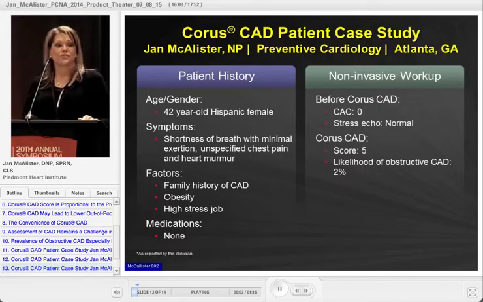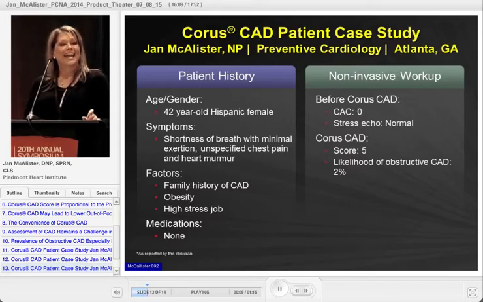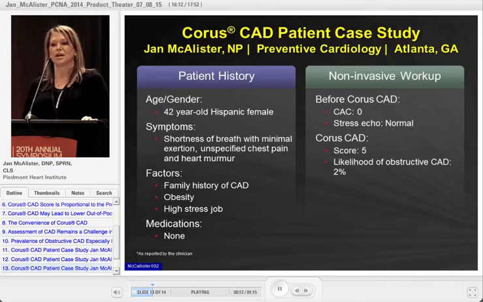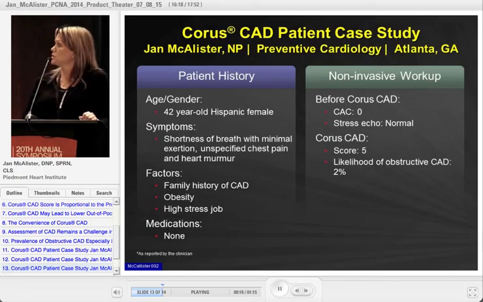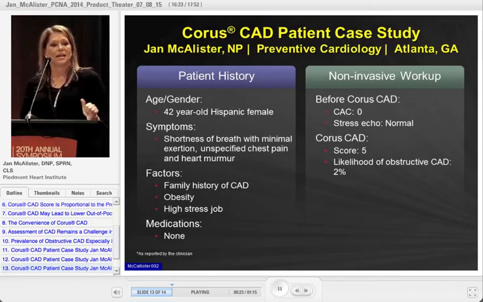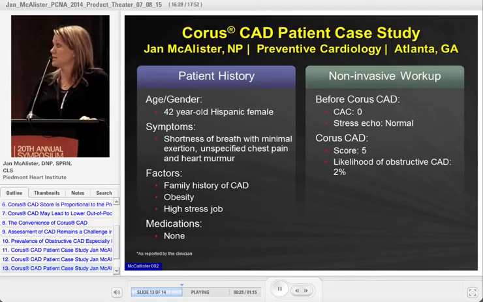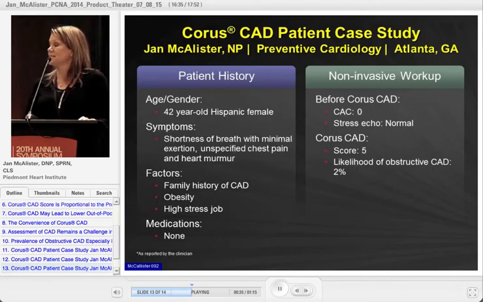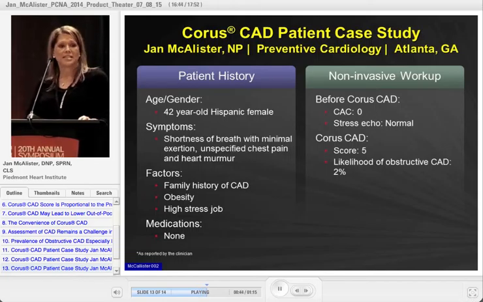This young girl is a 42-year-old premenopausal Hispanic female. Came in complaining of shortness of breath on exertion. Anytime she walked, she would double over. She was so short of breath. She had a heart murmur. We had done an echo on her, and her heart murmur was benign, so that was not causing her shortness of breath. But she did have family history of coronary disease. She was obese. High-stress job, working in a lawyer's office, so we all know that could be stressful. She was on no medications.